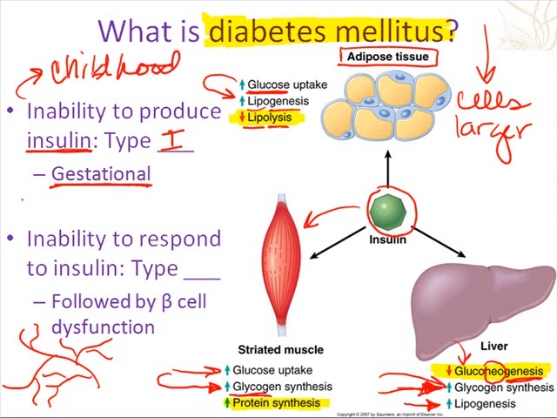In fact, it's often called juvenile diabetes mellitus because that's most often, if you're going to develop type 1 diabetes, you usually have developed it by the time you're about 12 years old.